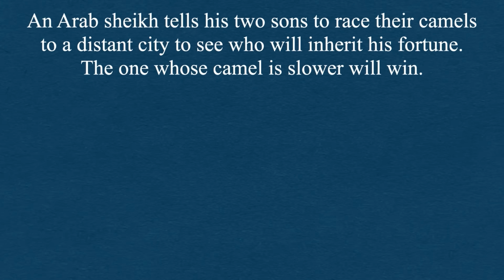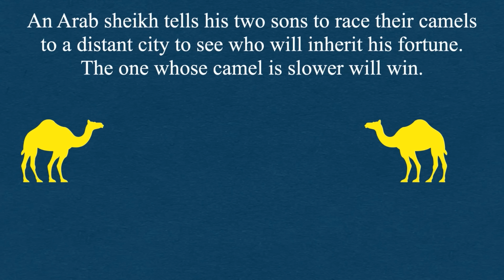An Arab sheikh tells his 2 sons to race their camels to a distant city to see who will inherit his fortune. The one whose camel is slower will win. The brothers, after wandering aimlessly for days, ask a wise man for advice. After hearing the advice, they jump on the camels and race as fast as they can to the city. What does the wise man say?